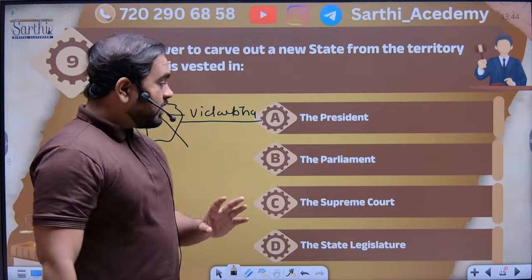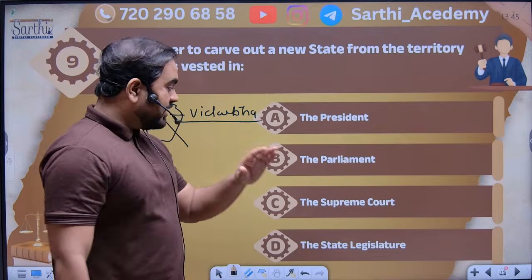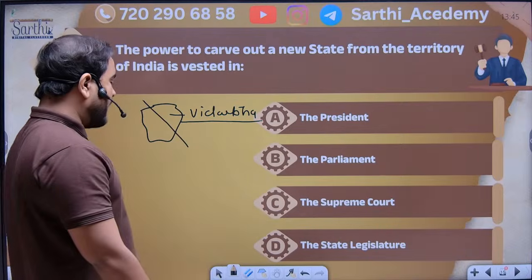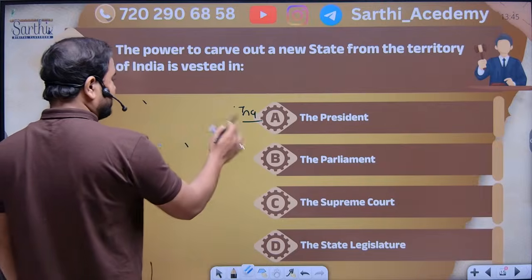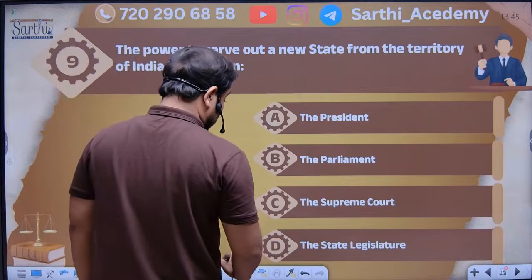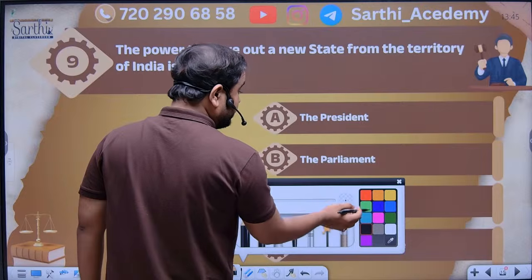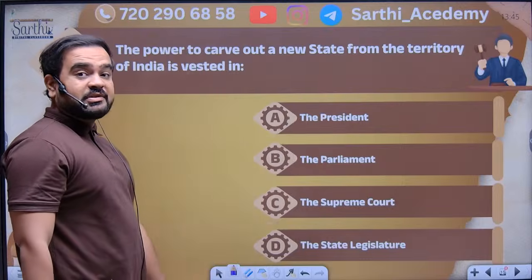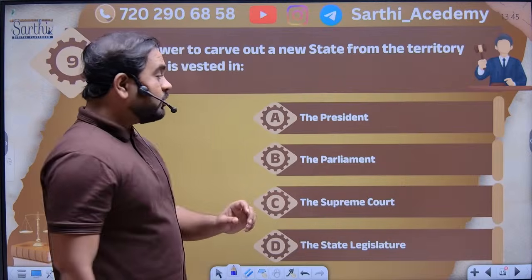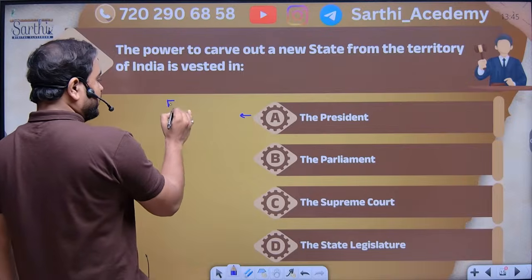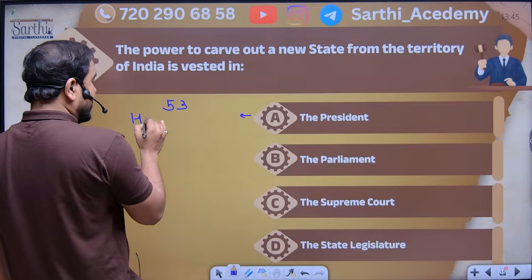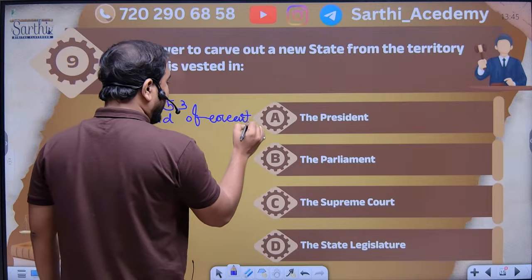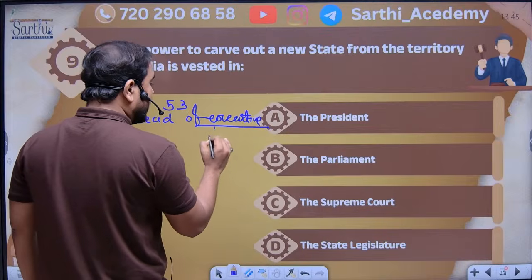Is it so? Or does that power lie in the hands of Parliament? Or does that power lie in the hands of the Supreme Court? Or does that power lie in the hands of the State Legislature? Who has power? So my dear friend, it is possible that somebody is thinking about President, that is okay. There is nothing wrong with that. You can think of the President, but actually the President, according to article number 53, is head of the executive. And what do you mean by executive? Government.